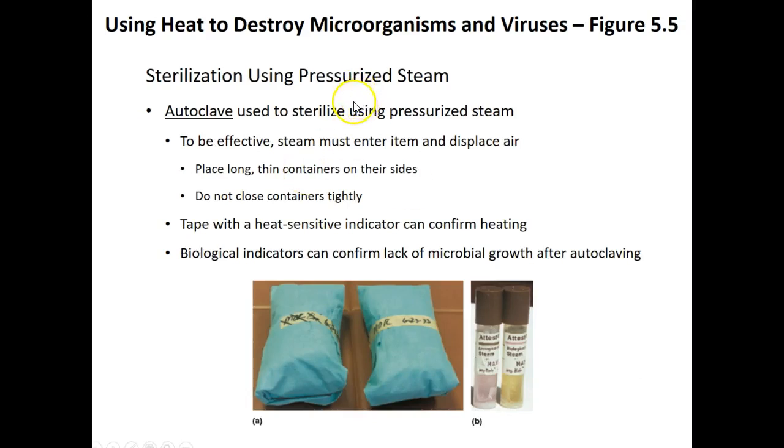Once again, the autoclave does use pressurized steam. If it's going to be effective, the steam does need to be able to enter that particular item that's being sterilized. So ultimately, we don't want to close containers very tightly if they're being sterilized. A lot of times if we're sterilizing flasks and things of that nature, we cover them loosely with a piece of foil. If it's some sort of test tube that has an attachable top, we'll loosen up that top in order to try to achieve that sterilization as well.